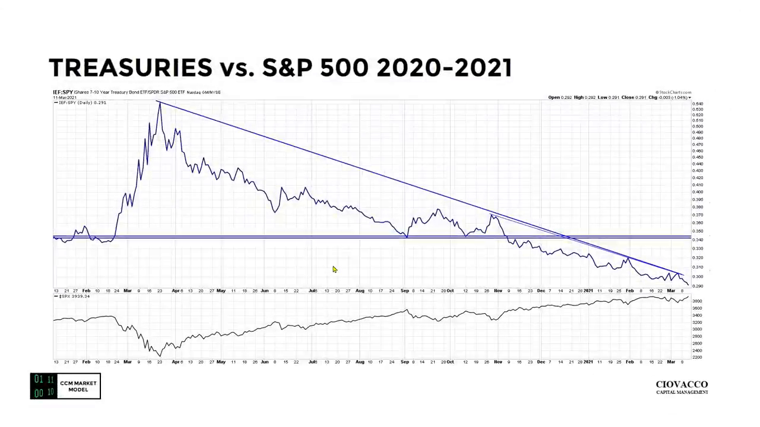The S&P 500 printed a new all-time closing high on Thursday, March 11th. IEF Treasuries relative to SPY, the S&P 500 ETF, posted a new low. It's the lowest point the ratio has been since the market bottomed on March 23rd of 2020. Intuitively, this tells us that IEF's not really doing a whole lot relative to SPY.